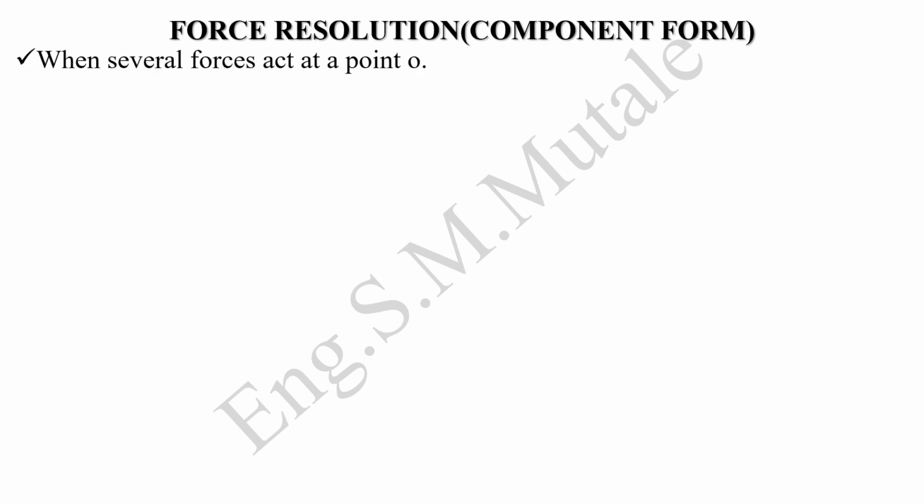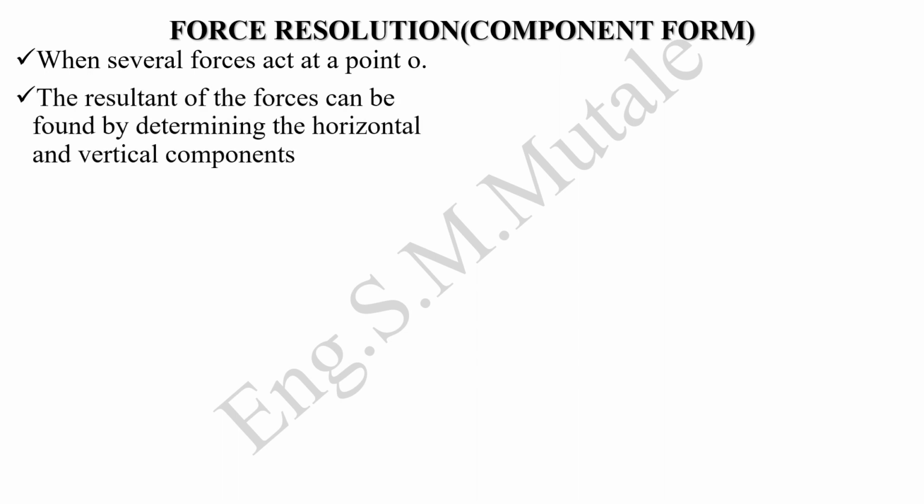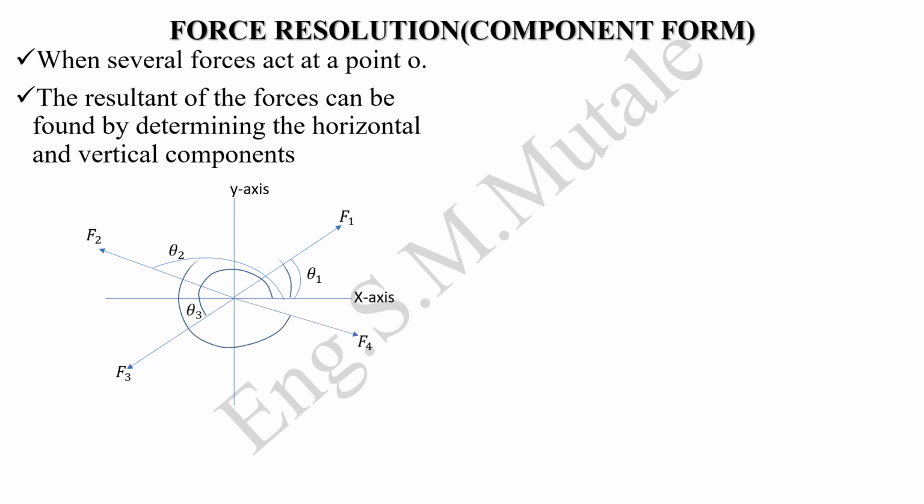So when several forces act at a point, the resultant of the forces can be found by determining the horizontal as well as the vertical components. For example, you may have this x-axis and the y-axis like that. Then from the origin there, you've got forces acting. You've got force, let's call it force 1, acting at an angle which we can call theta 1. We have another force there, force 2, acting at an angle theta 2. We may have another force there, force 3, acting at an angle theta 3, and another force, force 4, at an angle theta 4.